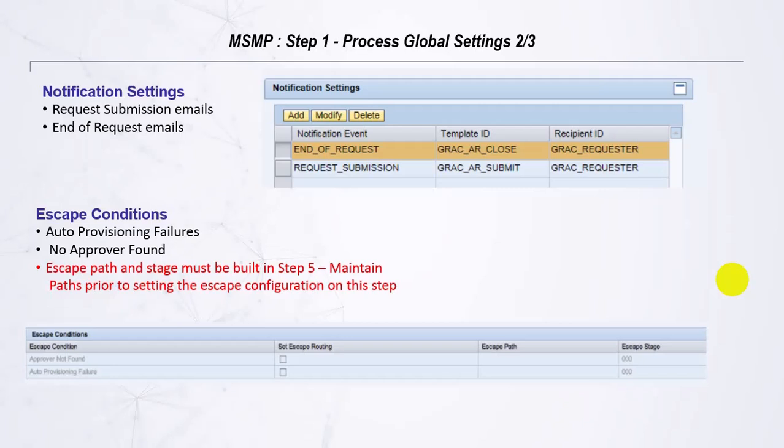Trust me, always in the first stage, you will maintain GRAC requester in your configurations for a future prospect. Don't maintain GRAC user. We can send a notification to user as well, but don't mention your recipient ID GRAC underscore user in the global notifications. You can ask why.